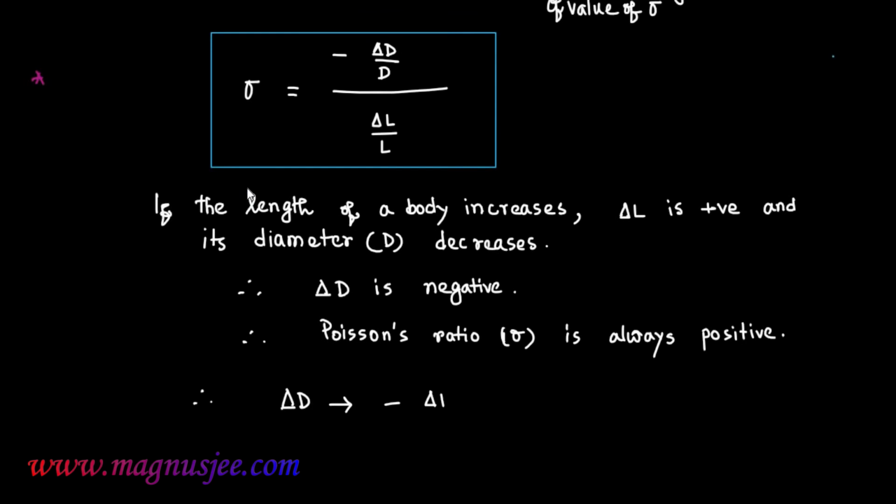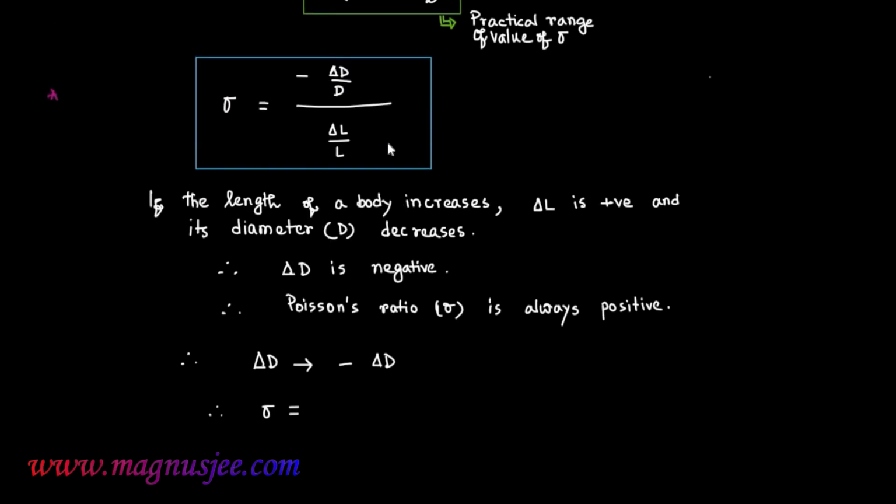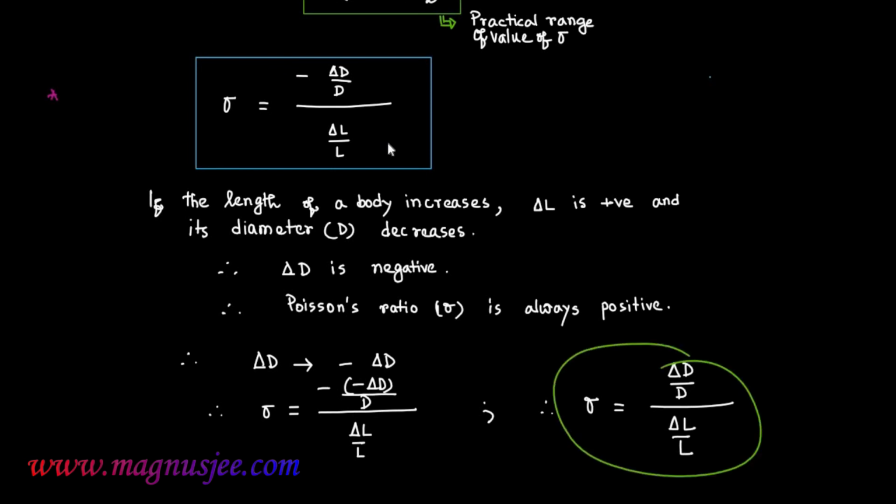Therefore, delta d tends to minus delta d because diameter decreases. Therefore, sigma equal minus of minus delta d divided by d whole divided by delta L by L. Therefore, sigma equal delta d by d whole divided by delta L by L. That is, sigma is always positive.